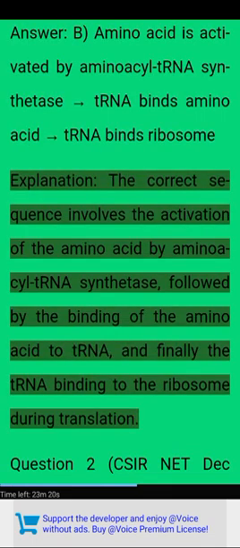Explanation. The correct sequence involves the activation of the amino acid by aminoacyl tRNA synthetase, followed by the binding of the amino acid to tRNA, and finally the tRNA binding to the ribosome during translation.